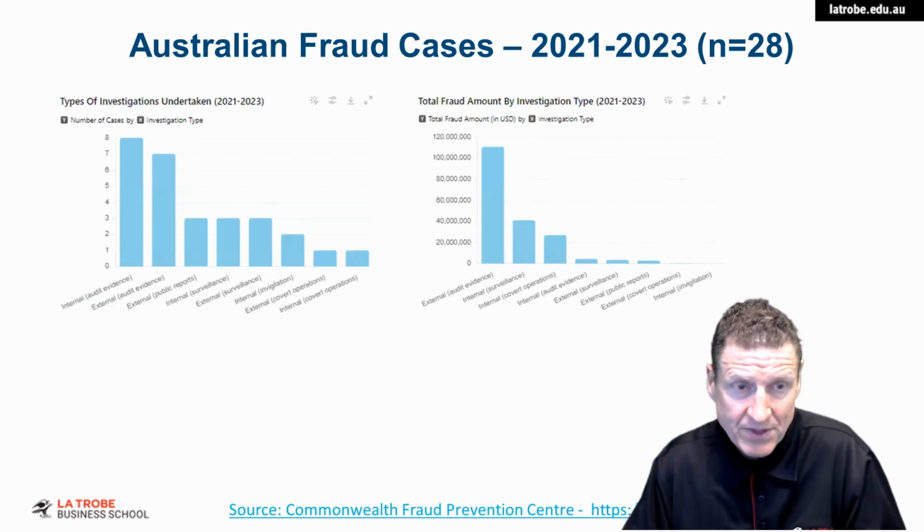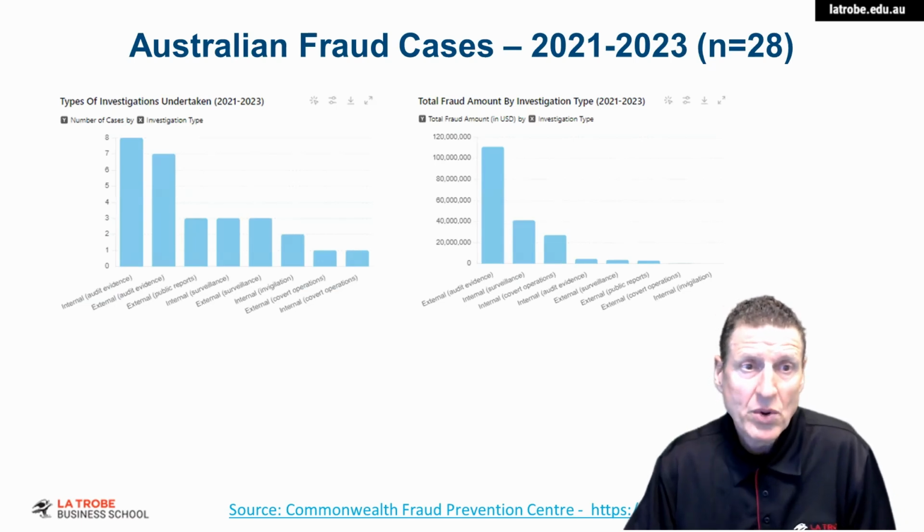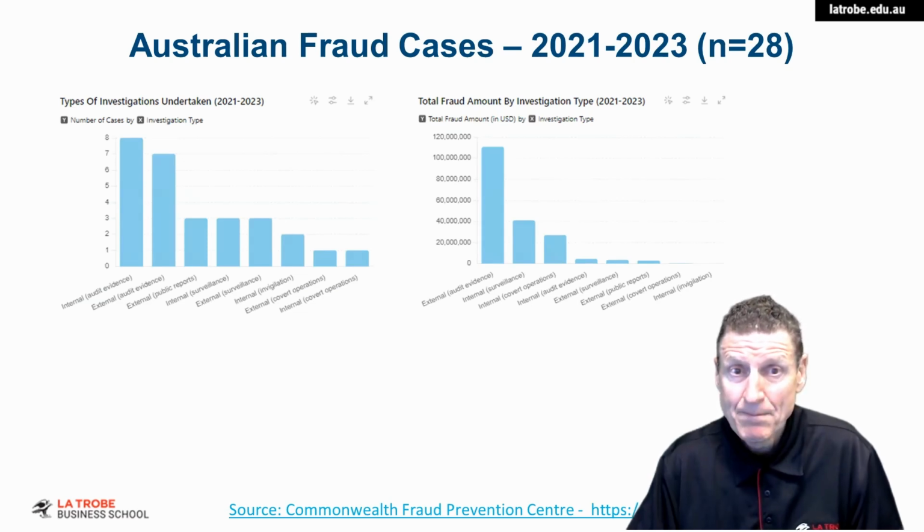And I've graphed them again in terms of the number of times they have occurred. Notice out of those 28, audit evidence was produced in 15 occasions, public reports in 3 occasions, internal surveillance 3 occasions, external surveillance 3 occasions, internal invigilation twice, covert operations once, and internal covert operations once. And you can see the money or the losses associated with surveillance as 40 million for internal surveillance, and even for covert operations associated with nearly $30 million in US of fraud losses alone.